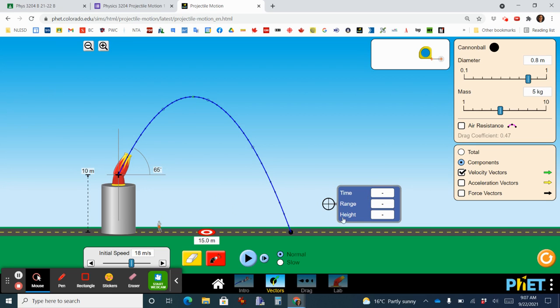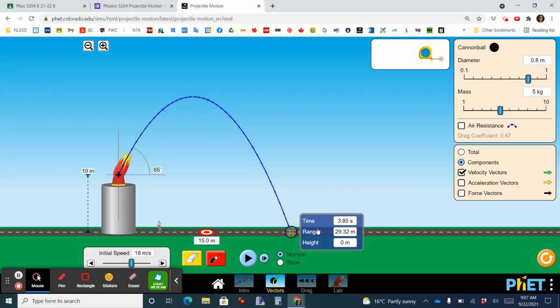And then if you want to find the range, well, all you have to do is multiply the time in the air by 18 cosine 65. And that's going to give you the horizontal component of the velocity, which is constant, it's never changing. It's moving sideways at the exact same rate, multiplied by the time in the air, and you'll get the range that way.